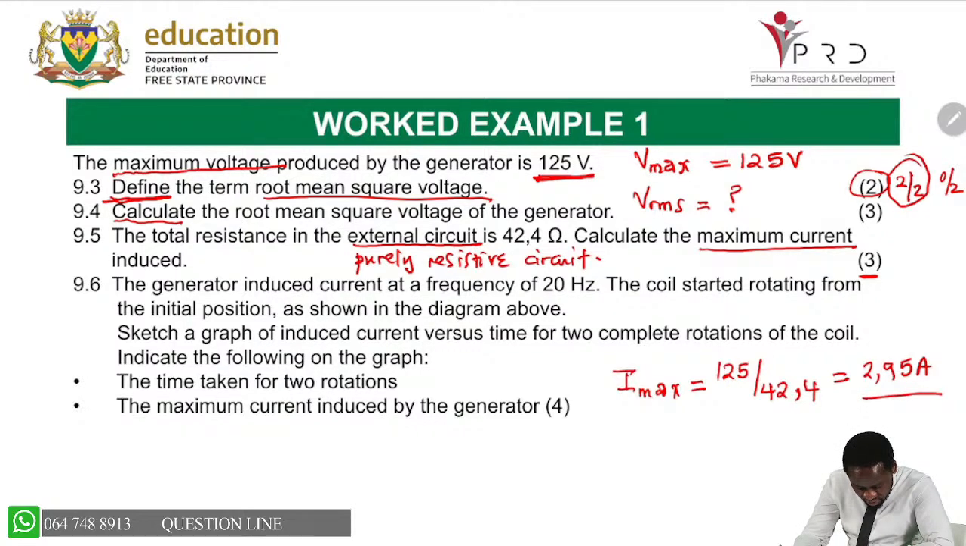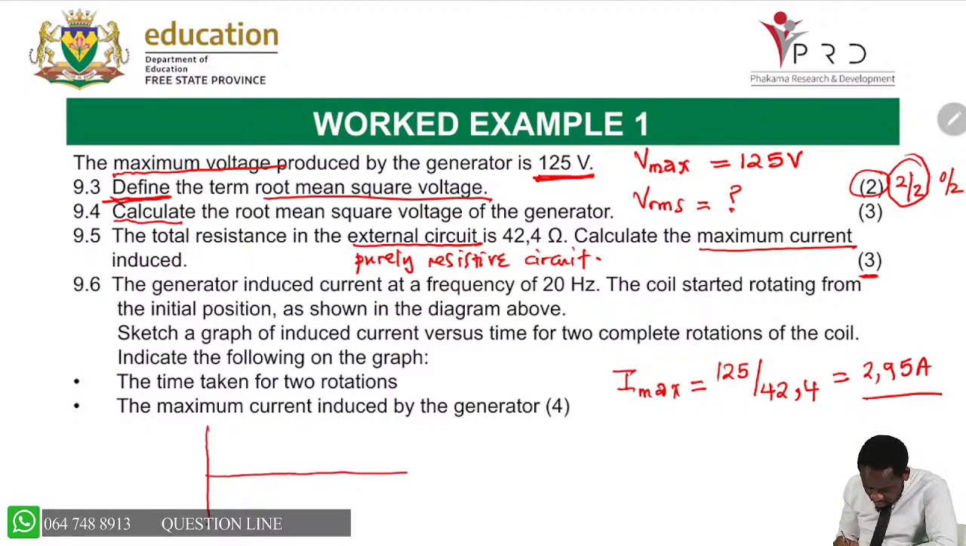And then we're supposed to sketch a graph of induced current versus time. Okay. The graph is of induced current versus time, for 2 complete rotations. So this is an AC graph. Indicate the time. There is a horizontal axis, and that's the time in seconds.